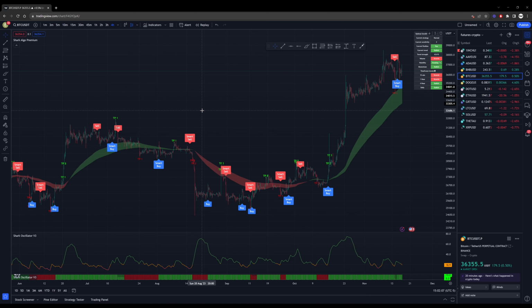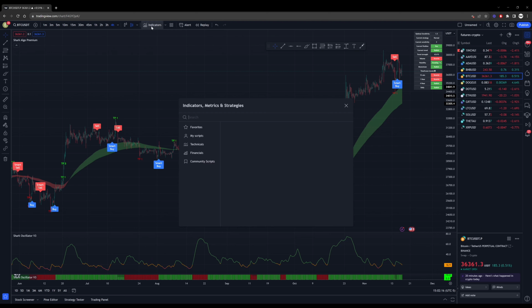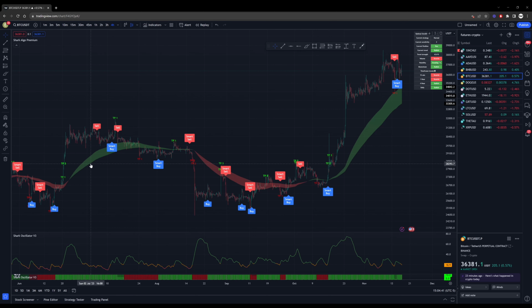You're going to apply these two indicators on your charts, SharkAlgo Premium and Shark Oscillator version 3. The way you want to add these is very simple. You want to go to Indicators and then click on Invite Only Scripts, and then you will select SharkAlgo and Oscillator version 3. If you guys don't have these indicators here and you don't have invite-only scripts, don't worry, I will show you at the end of the video exactly how you can get them.